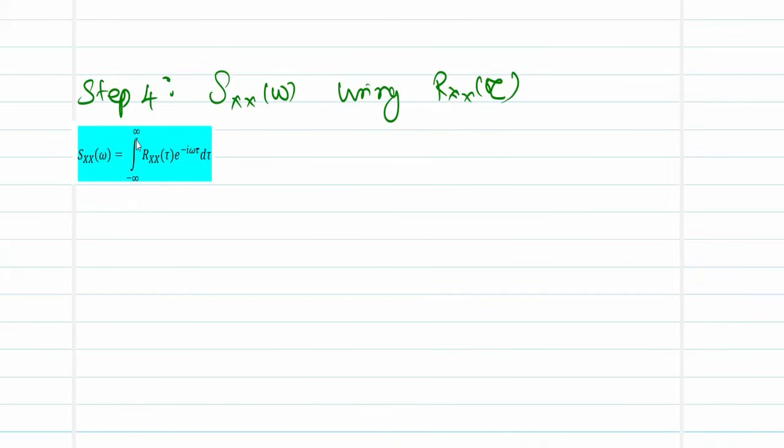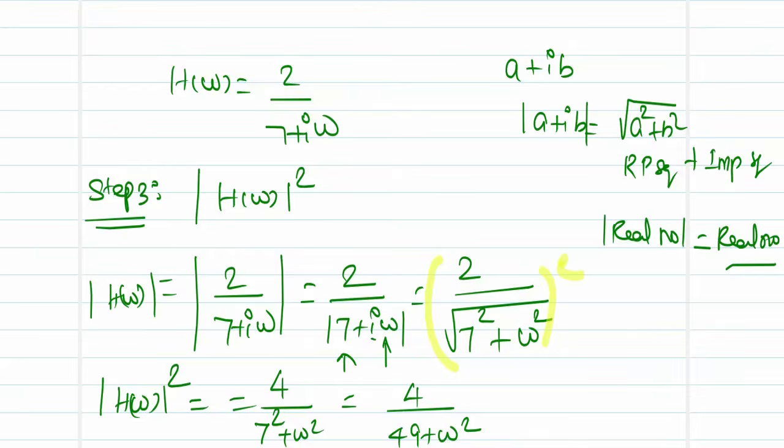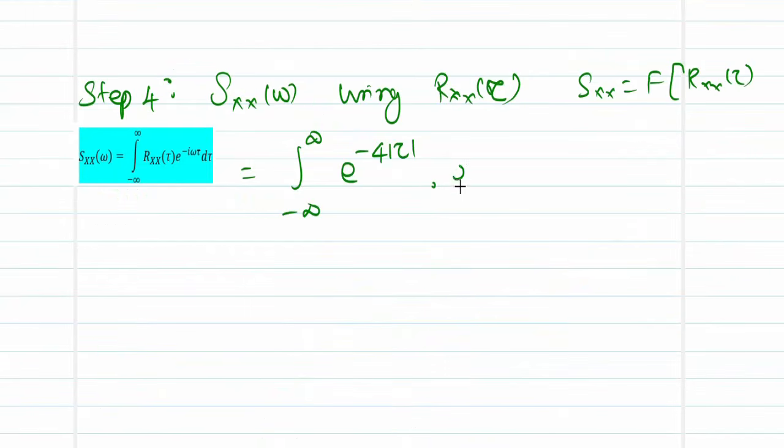Sxx of omega is the integral from minus infinity to infinity of Rxx of tau e power minus I omega tau d tau, because I know that my Sxx of omega is the Fourier transform of Rxx of tau. Now take the limits minus infinity to infinity. What has been given as your Rxx of tau? E power minus 4 times modulus of tau. This has to be multiplied with e power minus I omega tau into d tau.